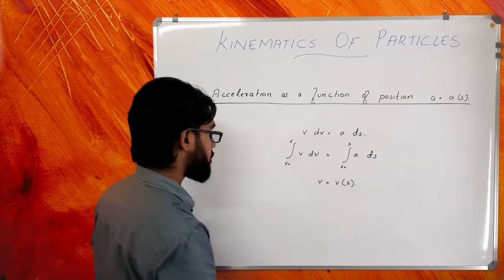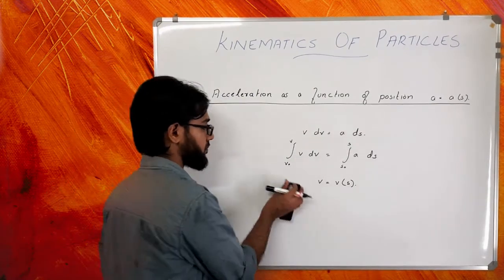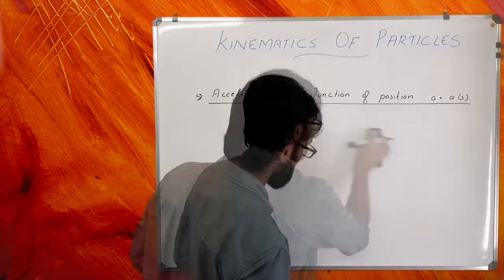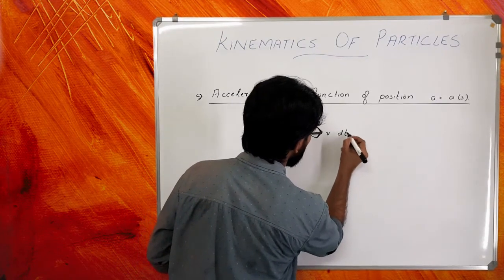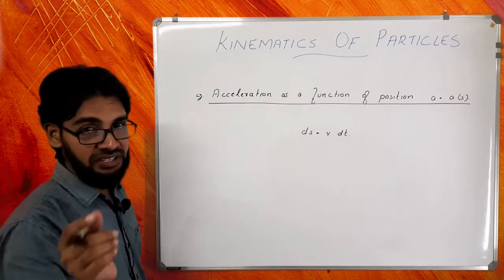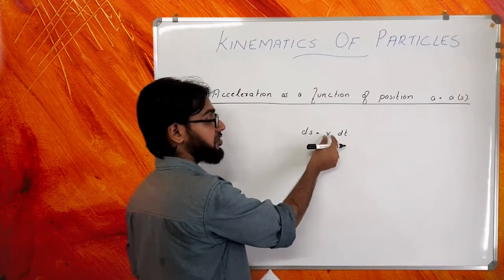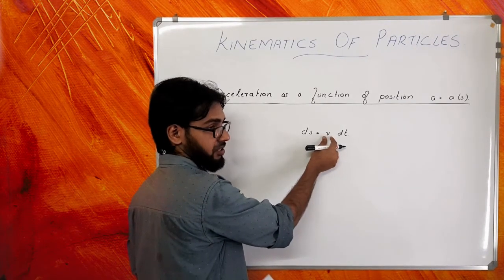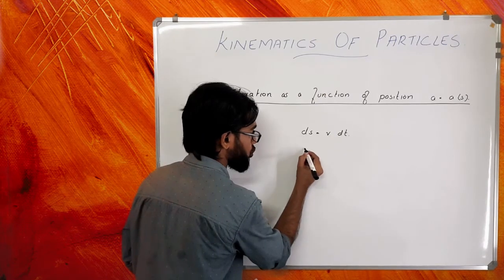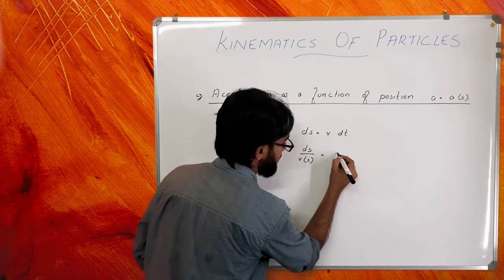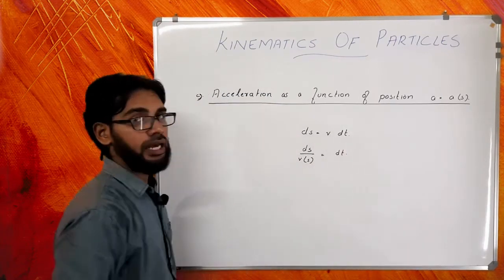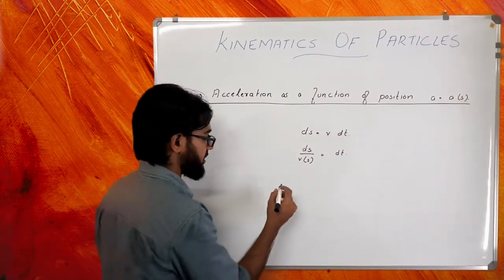Now moving on to the next part, this is one equation. Now we have the basic equation ds equals v into dt. Now as I stated earlier, v is a function of s. So what I do, I bring this downwards and then I integrate both sides.